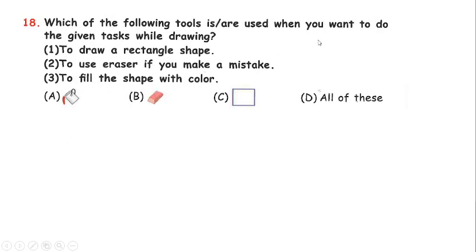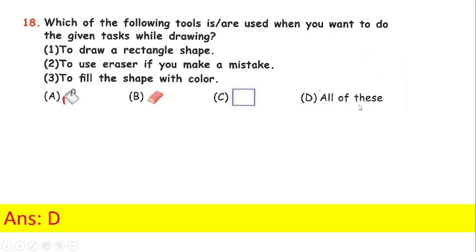Next, which of the following tools are used when you want to do the given tasks while drawing? To draw a rectangle shape, to use eraser if you make a mistake, to fill the shape with color? A, B, C, or D? All of these. Answer is D. All of these. Because to draw a rectangle, we need a rectangle tool, that is C. To use eraser if we make a mistake, we need D, the eraser tool. And to fill the shape with color, we need fill with color. So A, B, C, all three tools are used in all these three operations. So D is the correct answer.